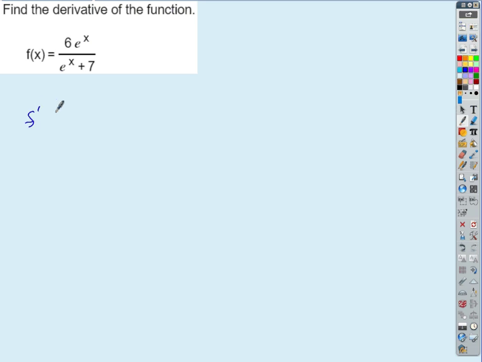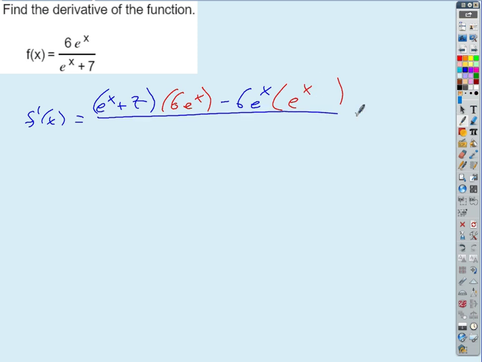All right, so if we're calculating f prime of x, what's our quotient rule? Low d high, so I've got low d high. What's the derivative of 6e to the x? 6e to the x, right? Good. Minus high d low. What's the derivative of e to the x plus 7? e to the x plus 0, right? Divided by e to the x plus 7 squared. All I gotta do is simplify.